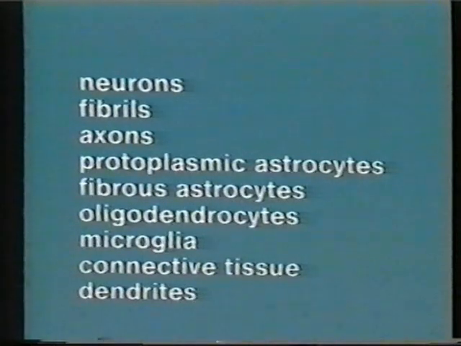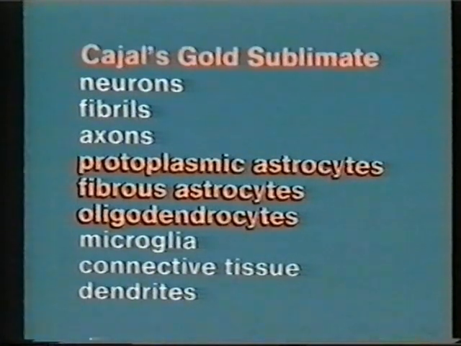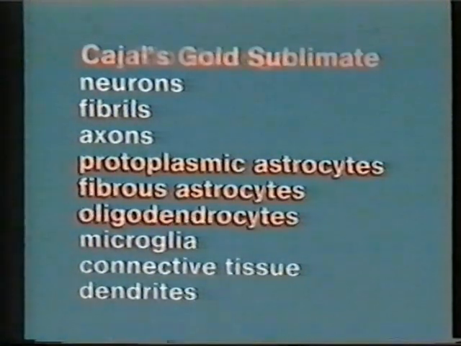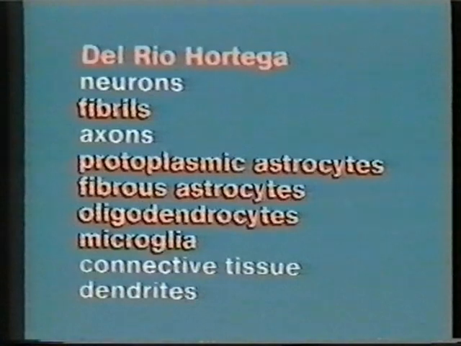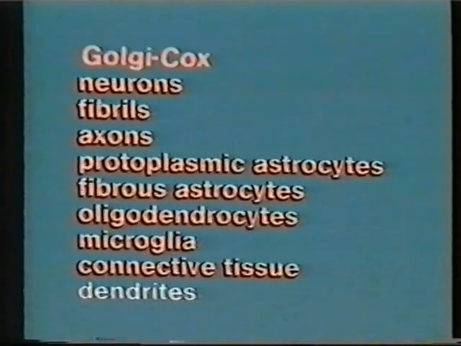This is a list of elements in the central nervous system. According to the authoritative literature, Cajal's gold sublimate shows up these elements. Del Rio Ortega's stain shows up these. Bielschowsky's these. And Golgi-Cox is described as staining all these, though mysteriously only shows up 2 to 5% of the neurons.